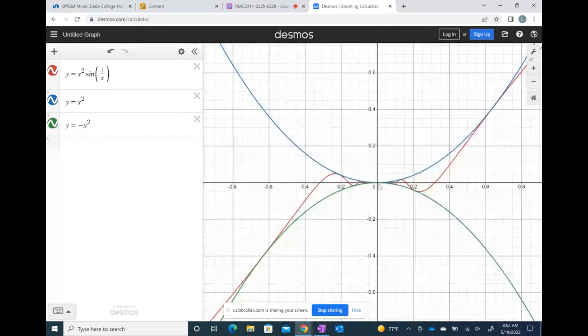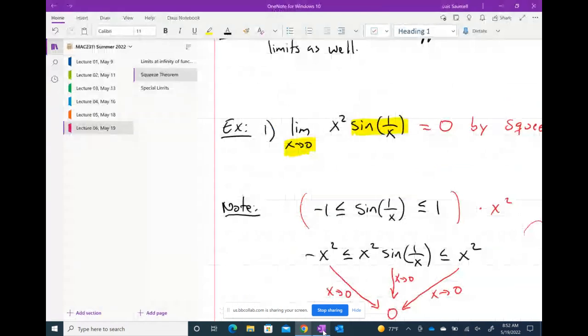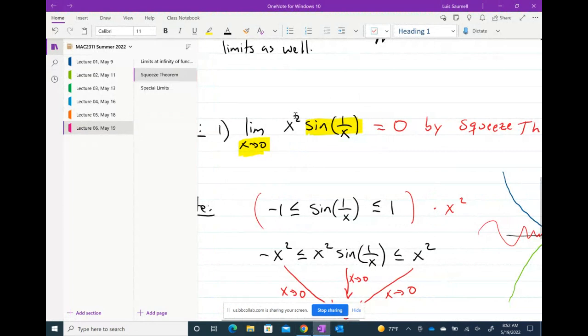And notice that we could have done the same thing if the function had been x times sine of 1 over x instead of x squared. The same idea will apply. You just have to be careful, because if we had just an x, you do the same thing and multiply both sides by x, but technically you need to make a note. Since we're approaching 0, if you do it from the right, x is positive, so nothing happens to the inequalities. But if you do it from the left, then x is negative, so you have to flip them. But at the end of the day, you end up with the same idea.